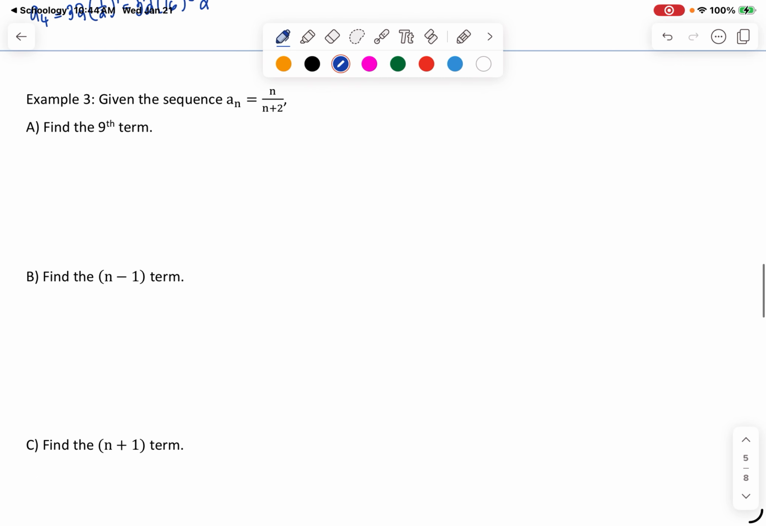Okay, so next, given the sequence a sub n equals n over n plus 2, find the ninth term. So just plug in 9. This is nice and easy. That's 9 over 11.